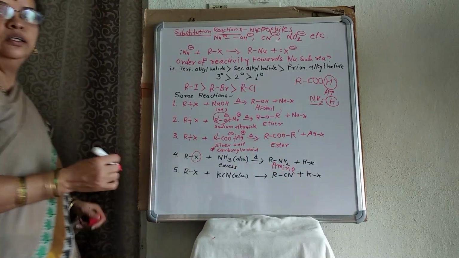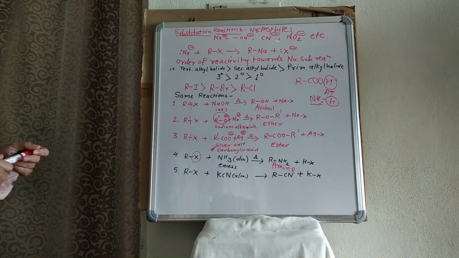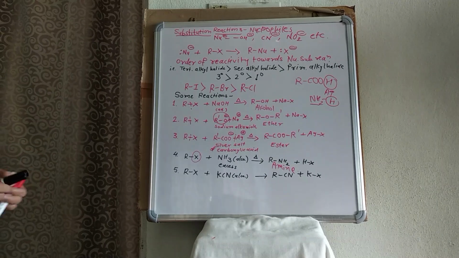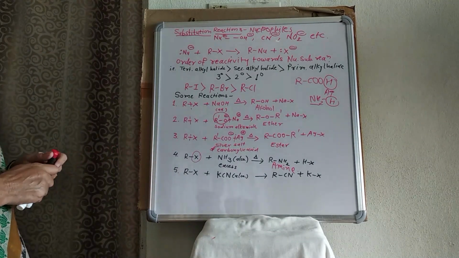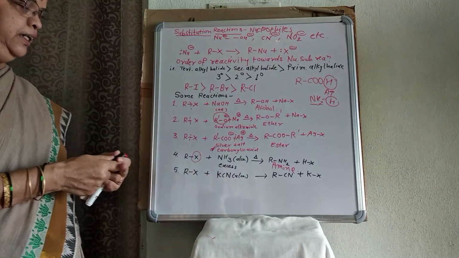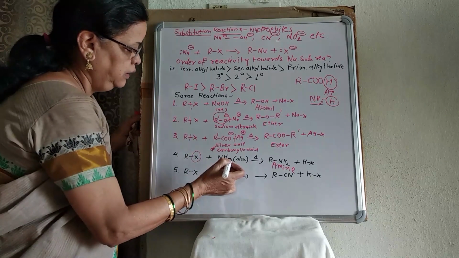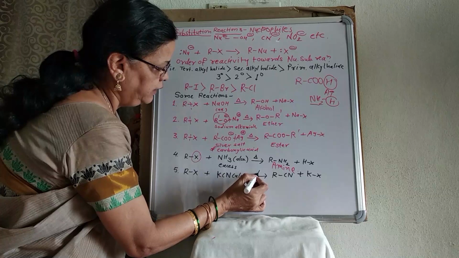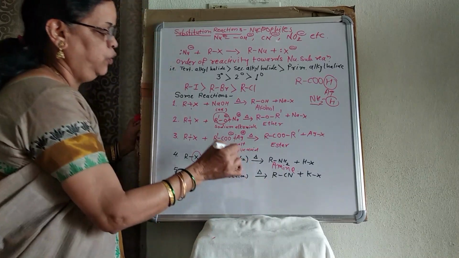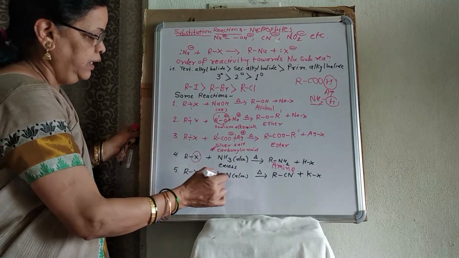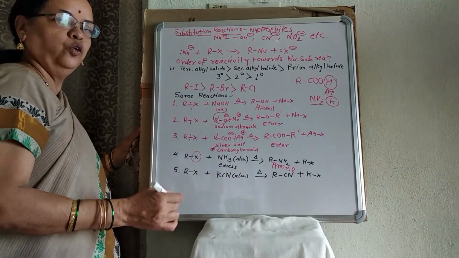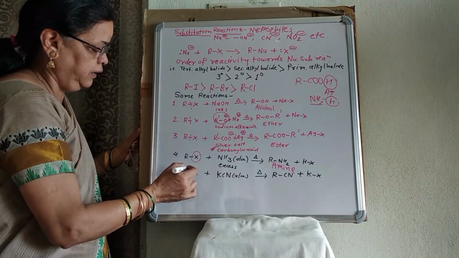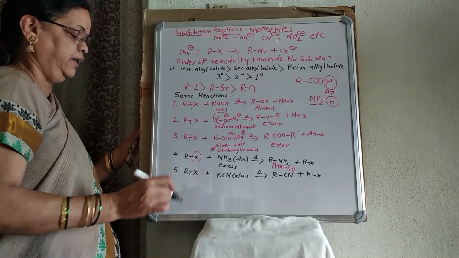What is it called? Amine, RNH2 plus HX. RX reacts again with KCN. Now the reaction conditions we have to consider. We have ammonia taken in alcohol, that is, alcoholic ammonia. Here KCN, potassium cyanide, is also taken in alcohol, meaning the solvent is used like that.